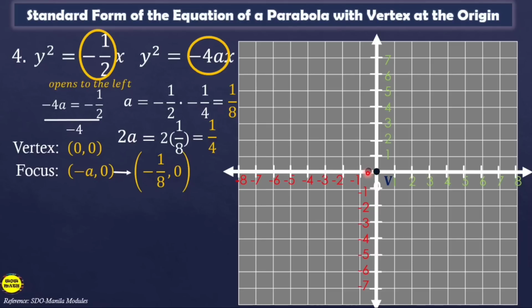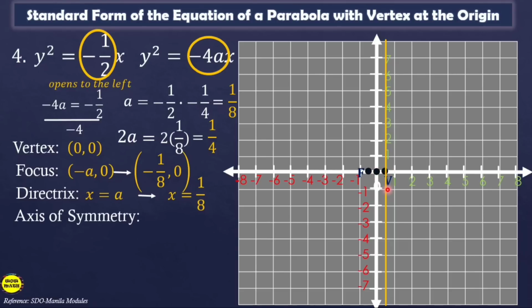And then, kunin natin, kung ano yung distance mula sa vertex papunta sa focus, ganun din yung distance mula sa vertex papunta sa directrix. Okay? So, nandito yung directrix natin sa right side ni vertex. Okay, so dyan tayo maglalagay ng lines. So, x is equal to 1/8. Then, kunin natin yung axis of symmetry. Since opens to the left yung parabola natin, yung axis of symmetry natin ay horizontal. Y is equal to 0.